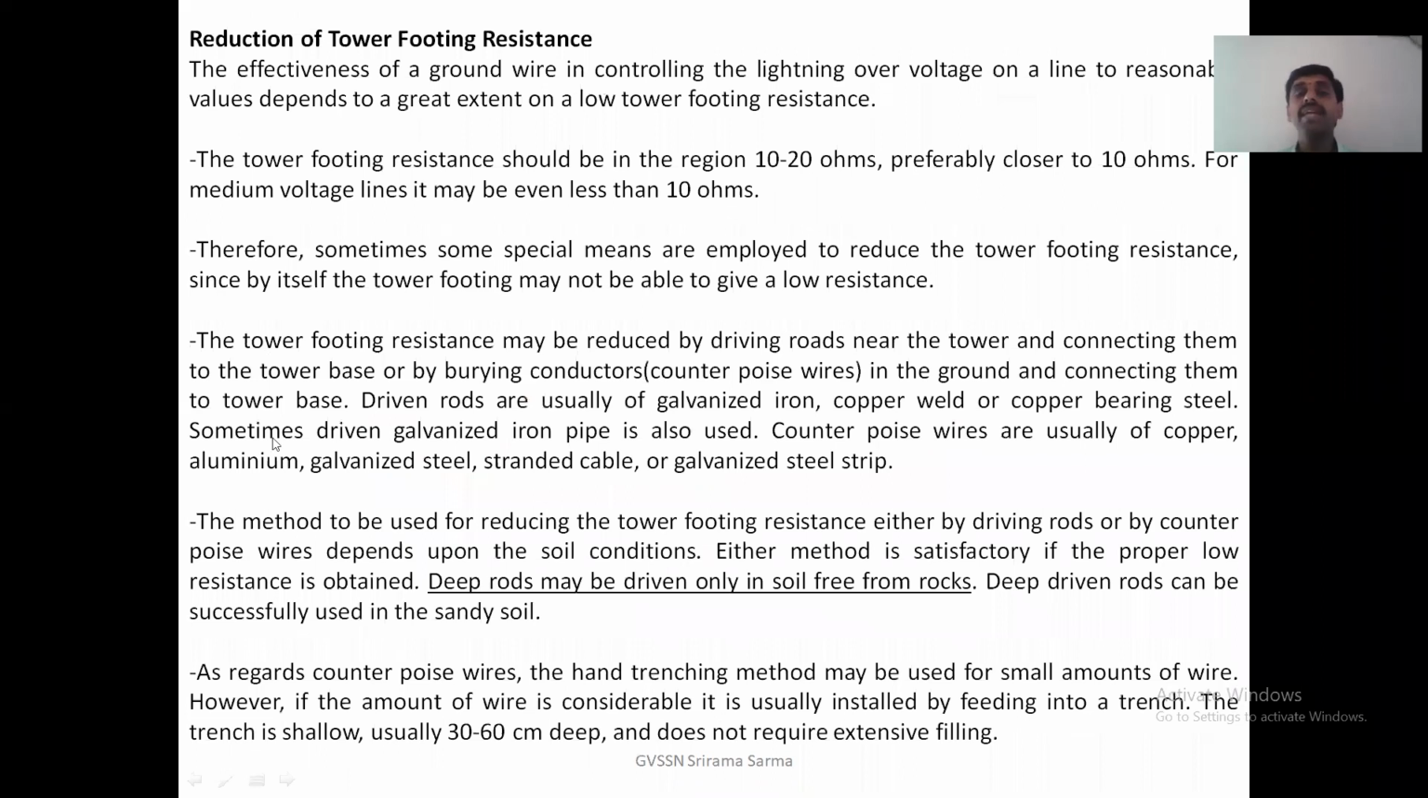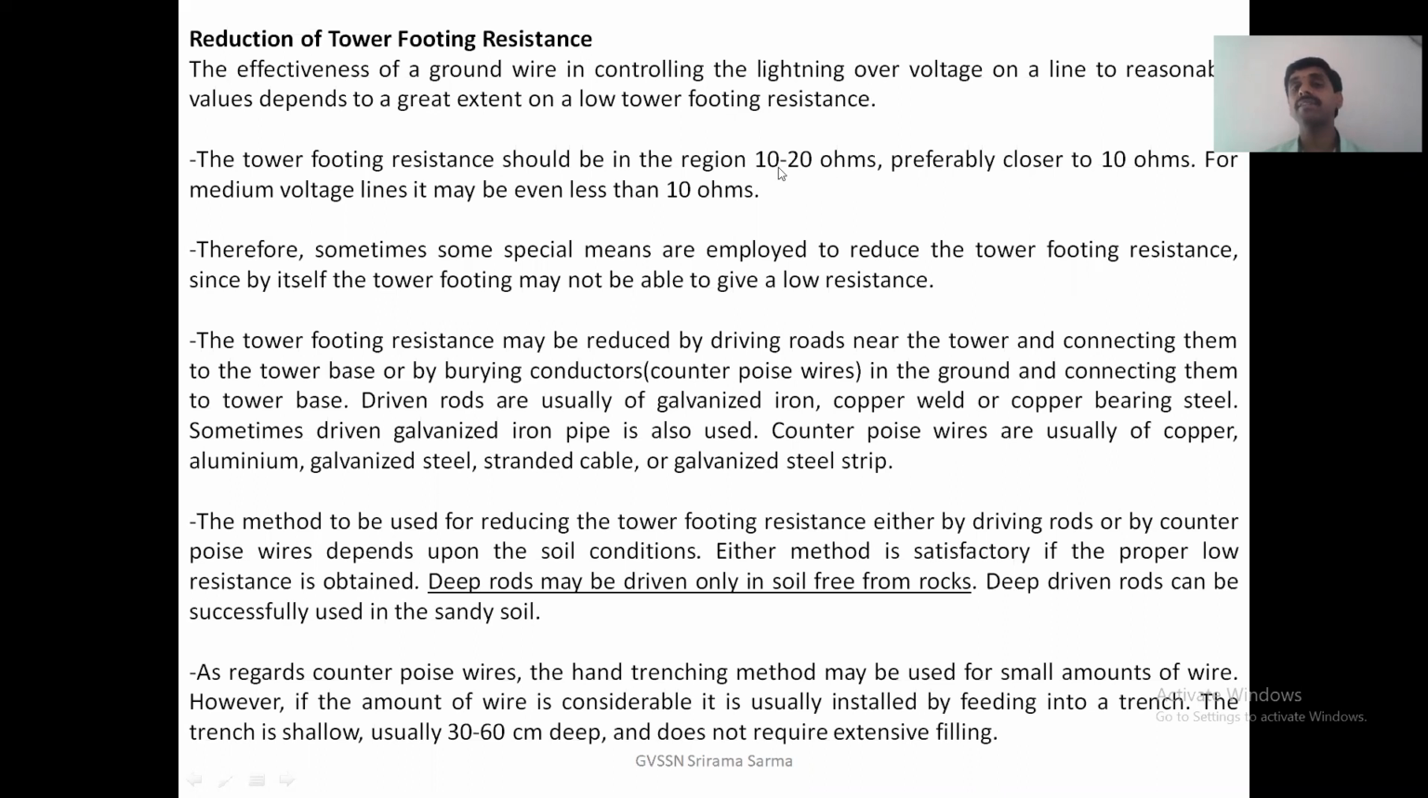Next, a very important point we are going to discuss. We are going to finish with the reduction of the tower footing resistance. It is the resistance at the foot of the tower. It plays a very important role in reducing the effect of lightning strokes. The effectiveness of the ground wire in controlling the lightning power voltage on a line at reasonable values depends to a great extent on a lower tower footing resistance.